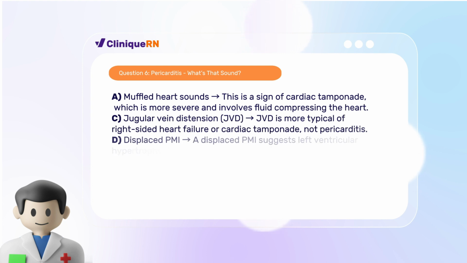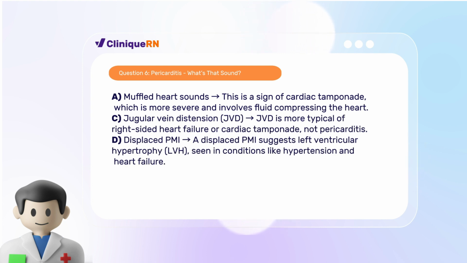A. Muffled heart sounds. This is a sign of cardiac tamponade, which is more severe and involves fluid compressing the heart. C. Jugular vein distension, JVD. JVD is more typical of right-sided heart failure or cardiac tamponade, not pericarditis. D. Displaced PMI. A displaced PMI suggests left ventricular hypertrophy, LVH, seen in conditions like hypertension and heart failure.